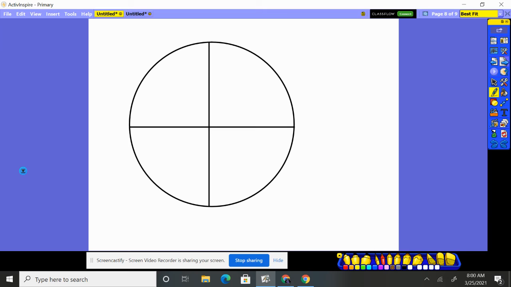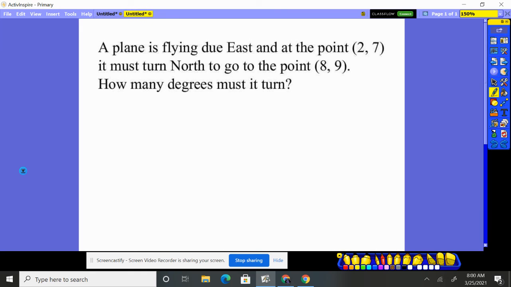Now, I want to do one more problem. And you're going to probably need to look at my examples of where I do a bunch of the problems to sort of help you get along with that. But I don't want you to sit here for 6 hours watching me talk. A plane is flying due east, and at the point (2, 7), it must turn north to go to the point (8, 9). Now, this is another type of problem that we do. So this plane is flying due east. So here's flying, and right here at this point, (2, 7), it says, hey, tower, you've reached the tower, and it says, hey, I need you to turn to go up to this point over here, (8, 9).